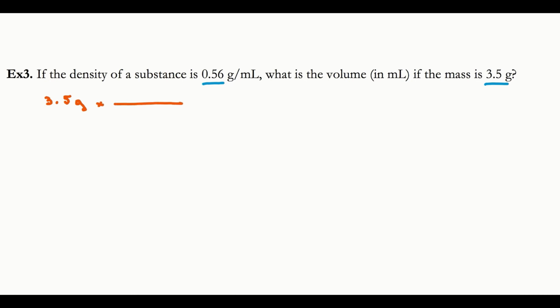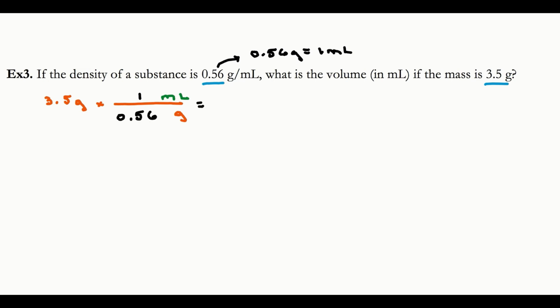So what I'm going to do is I'm going to put grams on bottom to cancel them out, and I'm going to put milliliters up top. Okay? Now, based on this relationship given by density, what this is telling me is there are 0.56 grams in every 1 milliliter. So I can easily plug that in now. 1 mil is 0.56 grams.